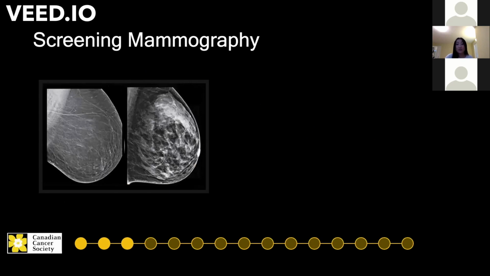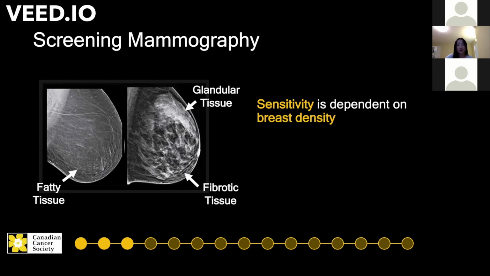Most breast cancers are typically detected by screening mammography, and this involves the use of low-dose X-rays to image the breast, as shown here. However, the sensitivity, or the ability to detect breast cancer, is dependent on breast density. So what does this mean? Well, typically our breast is composed of fatty tissues, glandular tissues, and fibrotic tissues, which appear white on a mammogram. And an increase in these tissues can increase the image brightness and decrease the contrast, and breast cancer can be missed. So this high breast density accounts for approximately 40 to 50% of Canadian women.